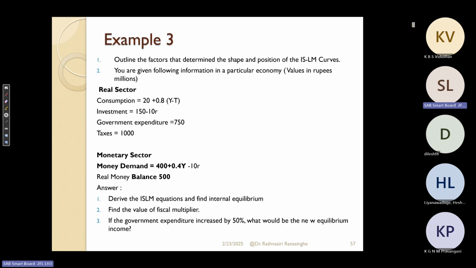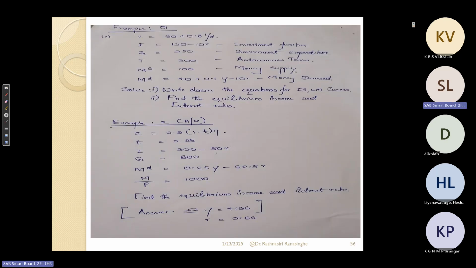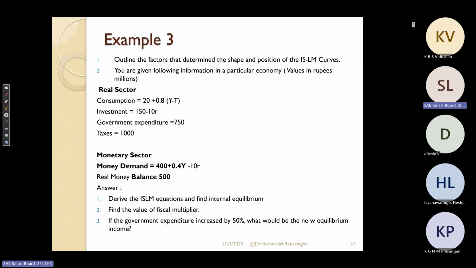Now, if we have been given some components, investment, this is autonomous money demand. Sometimes you may be given them separately, so you may be given investment, interest elasticity of investment, and so on. Then you must be able to derive the full equation from the components. Any questions?